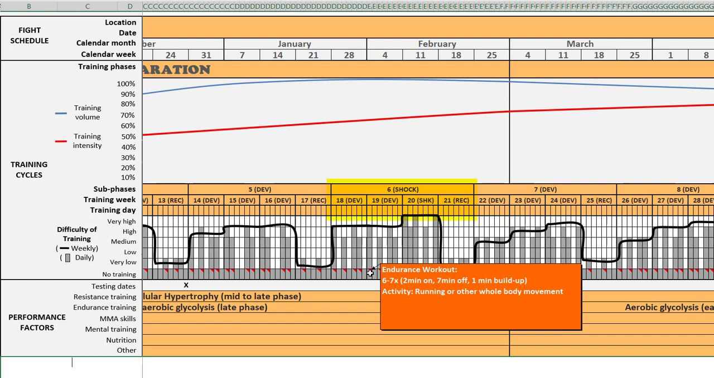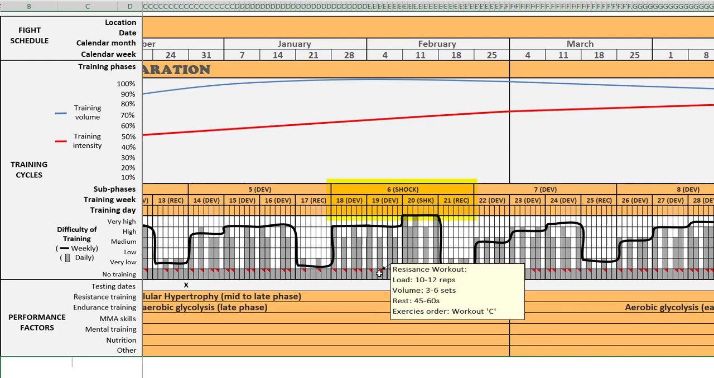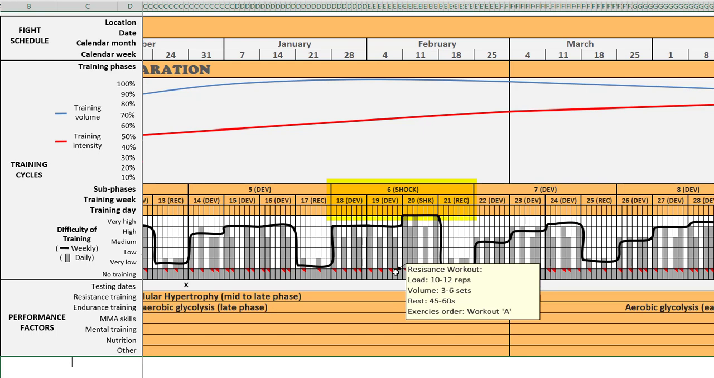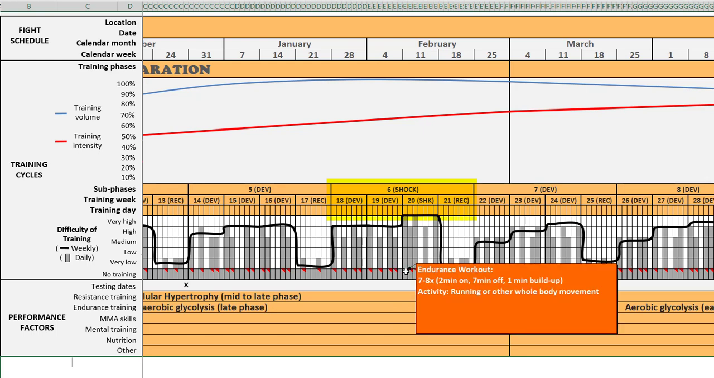And here, again, you can see it's 6 to 7 2-minute intervals on, 7 minutes off with 1 minute build-up. And we scroll over here, 10 to 12 repetitions, 3 to 6 sets, 45 to 60 seconds rest. And then we continue this pattern here. Again, as the interval drops down, then you really do need to increase that amount of rest so you can dissipate the fatigue and perform at a high level of intensity to target those energy systems that we really want to target. And then there's a resistance training workout.